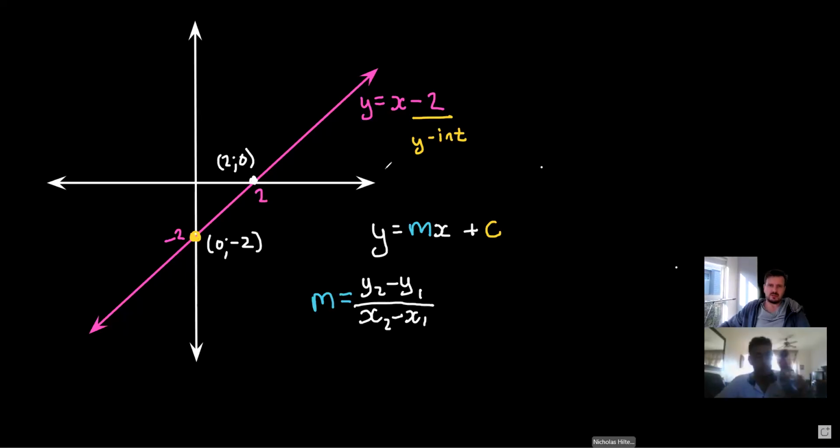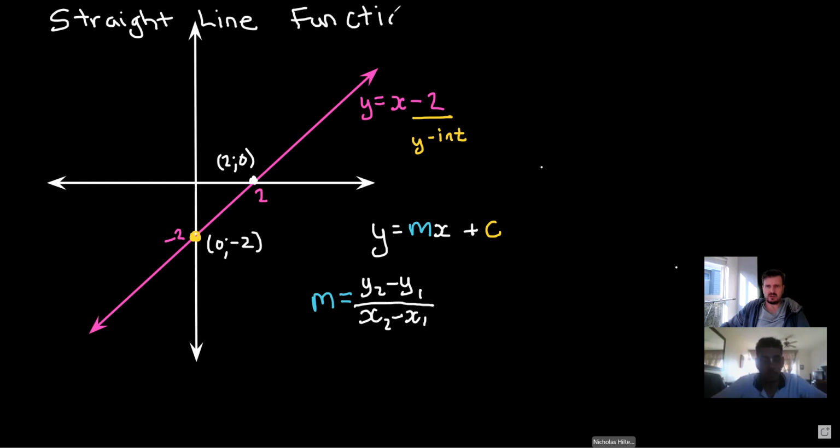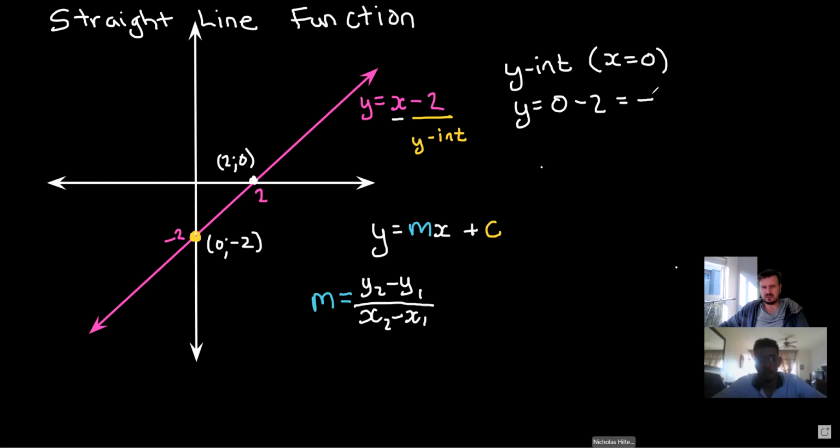Okay, so the first function we're going to look at is a straight line function. I've drawn a function there already, which is y equals x minus 2. So the minus 2 is your y-intercept. Whenever we want to get our y-intercept for a straight line function, we just make x equal 0. Then I just get minus 2, which is the y-intercept there. That's why it's minus 2.